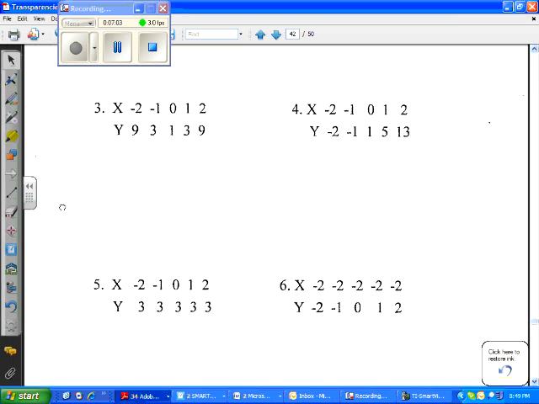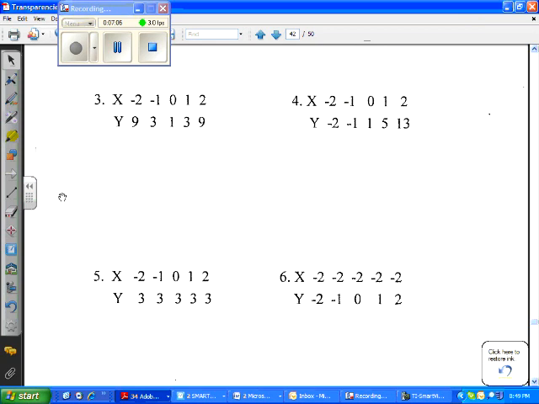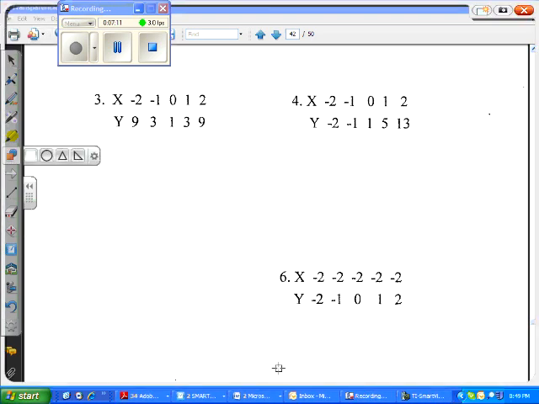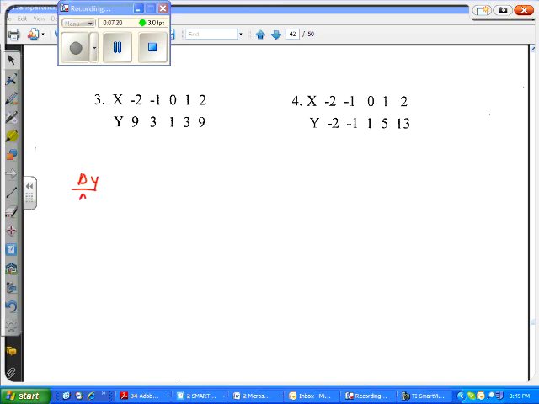Number 3. We have no idea what it is. And so we're going to begin with the change in y, change in x to try to figure out what it is. So the first change in y is a loss of 6. Its change in x is a gain of 1. So we have a negative 6 over 1. The next change in y is a loss of 2. The change in x is a gain of 1. So we have a loss of 2 over 1.